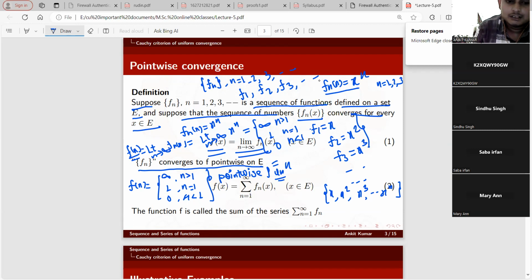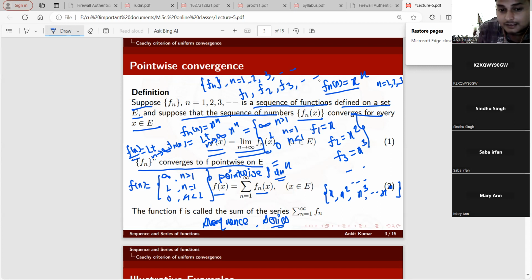Okay. So in this scenario, this process is called the pointwise convergence of the sequence. And in place of a sequence of functions, we may have a series of functions, because there are two primary concepts. First, a sequence of functions, and second one is series. So suppose this is a series.